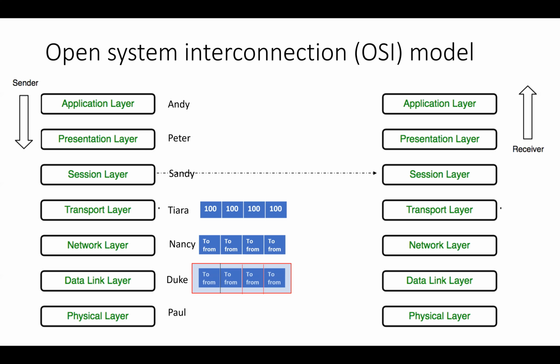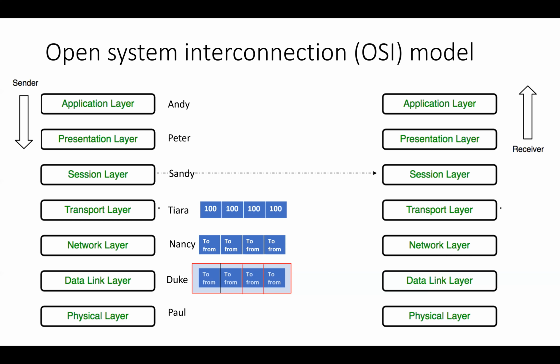Now Duke will say that, okay, to and from is there, but all the packets are open. So it is going to put a seal on the envelope. It's so that if people open it, then the other side will know that some data leakage has happened, someone has seen it. So it is going to put a seal on it.